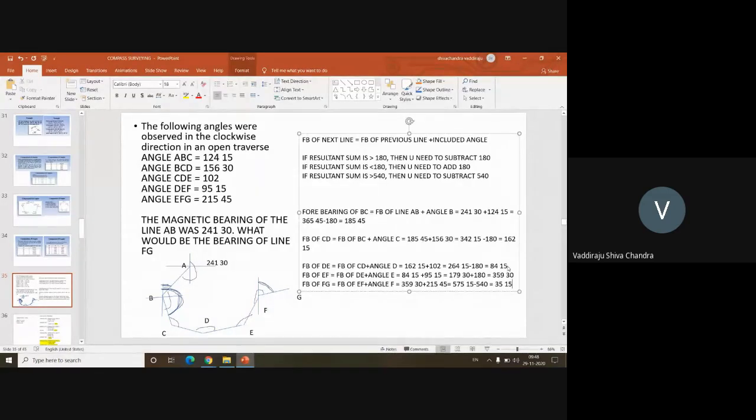Keep only one thing in mind: forebearing of next line is equal to forebearing of previous line plus included angle. If you are using this equation, then use these conditions: greater than 180, less than 180, greater than 540. If you want the forebearing of the next line as back bearing of previous line plus included angle, then this condition is not required. Okay, so let us quickly solve one more problem.